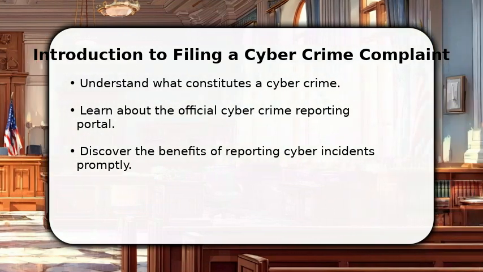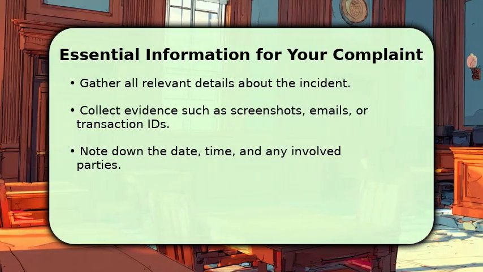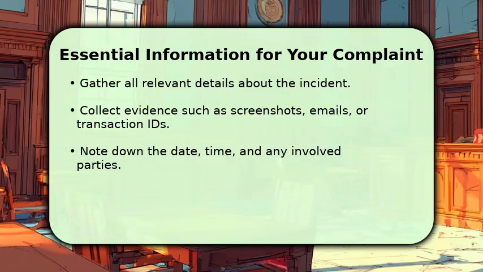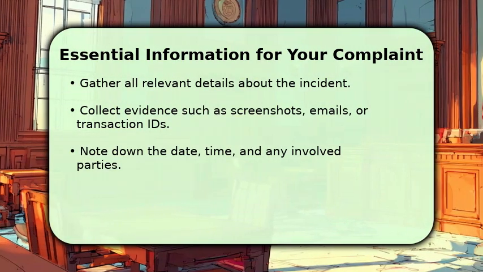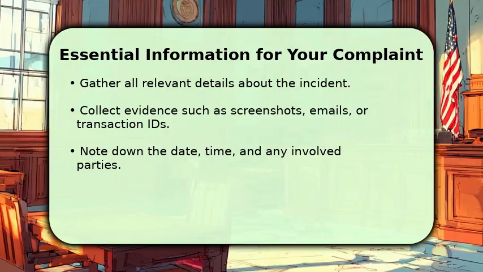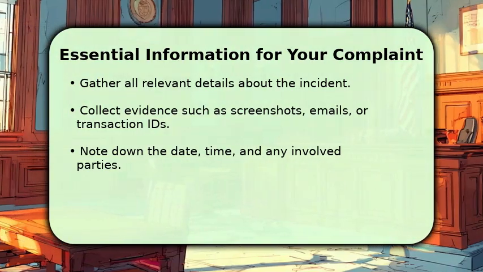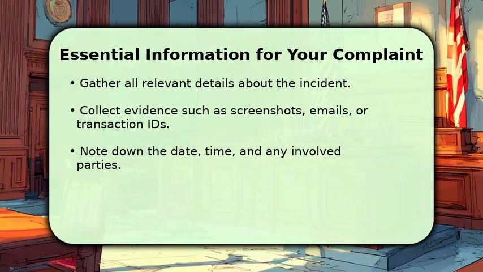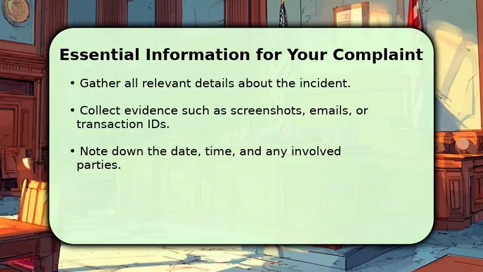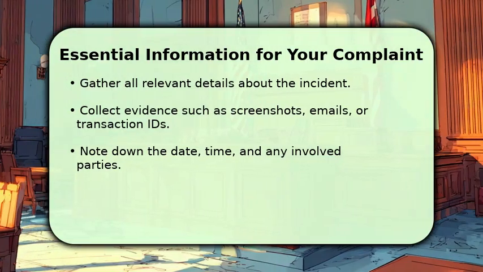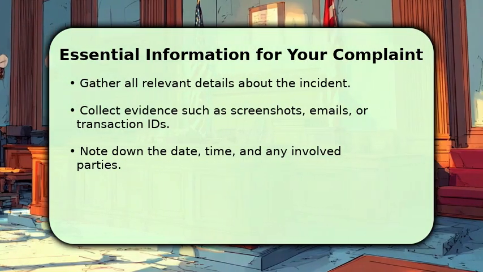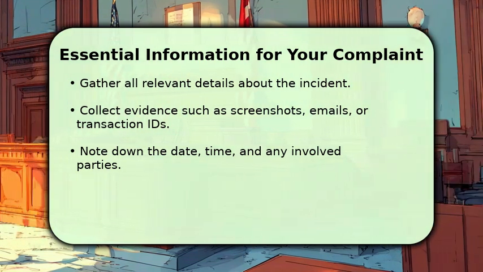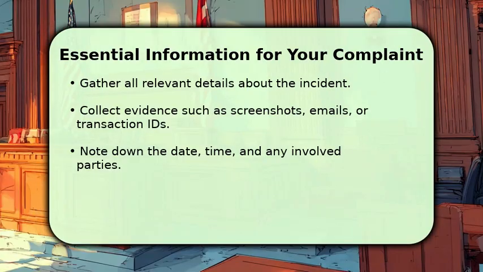Before you begin filing, it's essential to gather all the necessary information. Think of yourself as a detective, collecting every piece of the puzzle. This includes details about the incident itself, like what happened and when. Crucially, collect any evidence you have, such as screenshots, suspicious emails, or transaction identification numbers. Having these details ready will make the filing process much smoother and help authorities investigate your case more effectively.